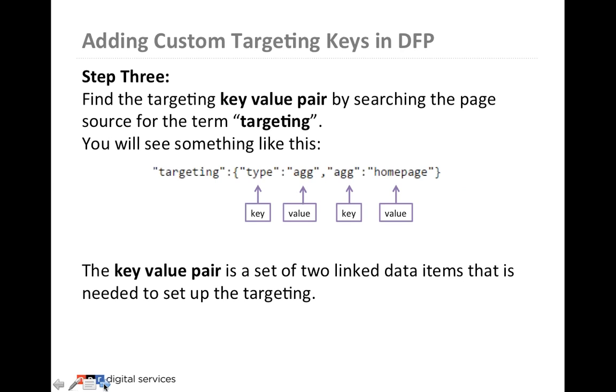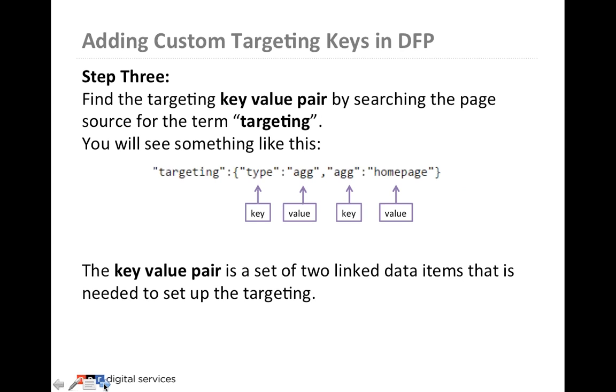So you want to do a Control-F and actually search for the word targeting. And that's going to give you a line of code. What I like to do is just copy that line of code and paste it onto a notepad or a plain text editor so I can see it, because there's tons of code in the page source.